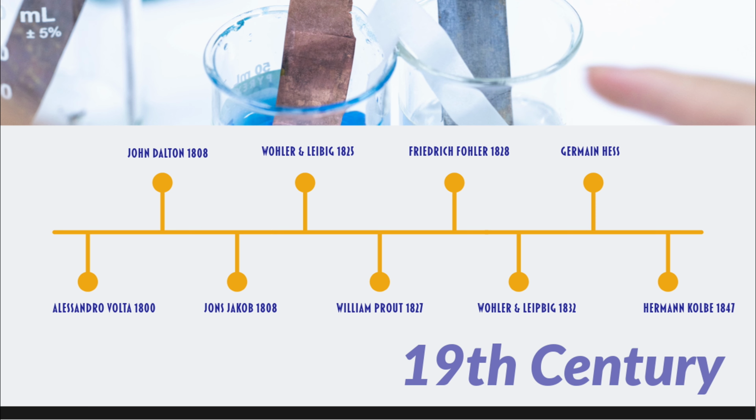1847, Hermann Kolbe obtains acetic acid from completely inorganic sources. This is the second strike for further disproving vitalism.